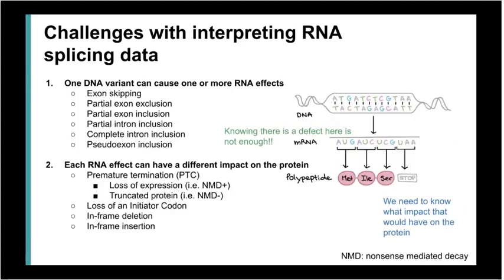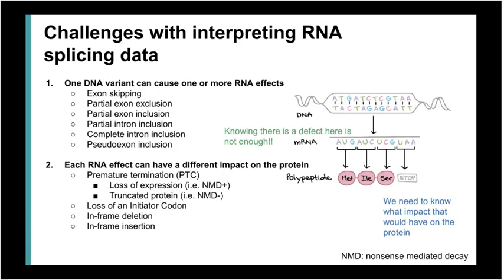And each RNA effect can have a different impact on the protein. So again, if we go back to that central dogma, just knowing that there's a defect in the RNA is not enough for us to say this variant definitely causes disease. We have to go through the exercise of figuring out, well, with this splice isoform, what will the protein actually look like? Skipping an entire exon might lead to a frame shift, or it may retain the frame and just essentially be a multi-amino acid deletion.